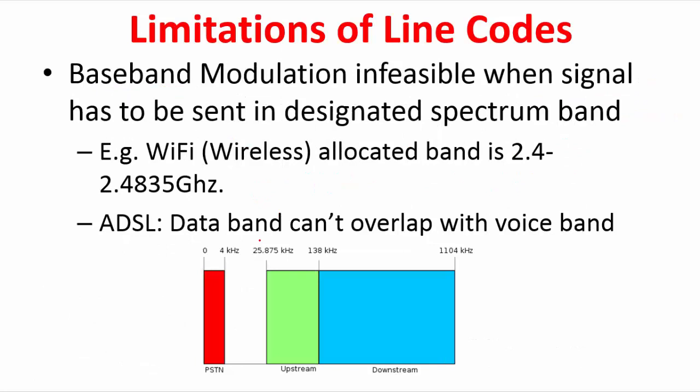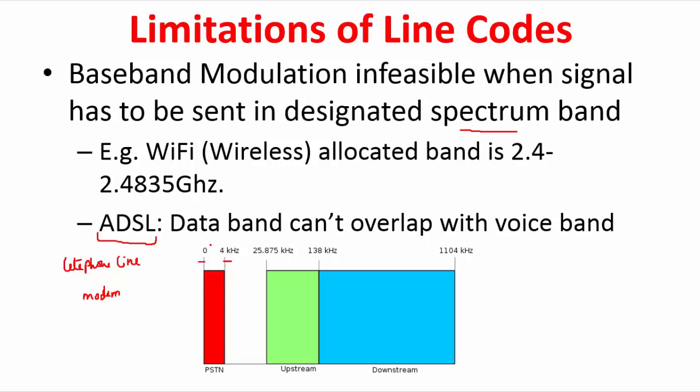A more fundamental problem with line codes is that with these codes, it is not possible to move a signal to a designated spectrum band. What do I mean by this? Let me give an example. ADSL is a telephone line. And if you want to use this telephone line, apart from making phone calls, to also send data via a modem, you may be aware that a voice signal occupies a spectrum between 0 to 4 kHz.